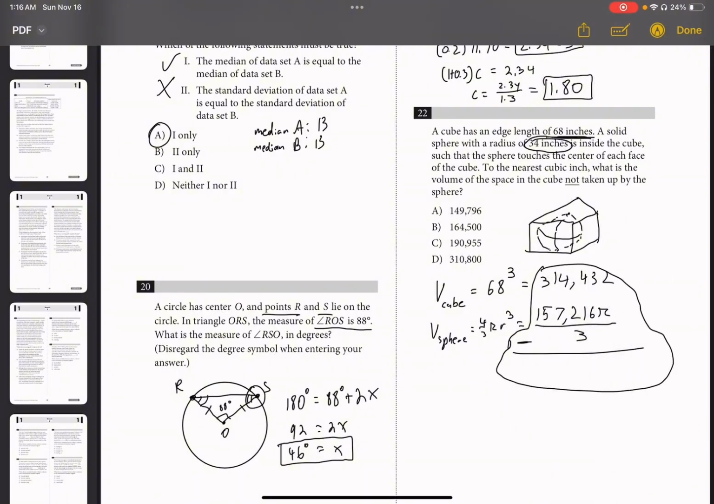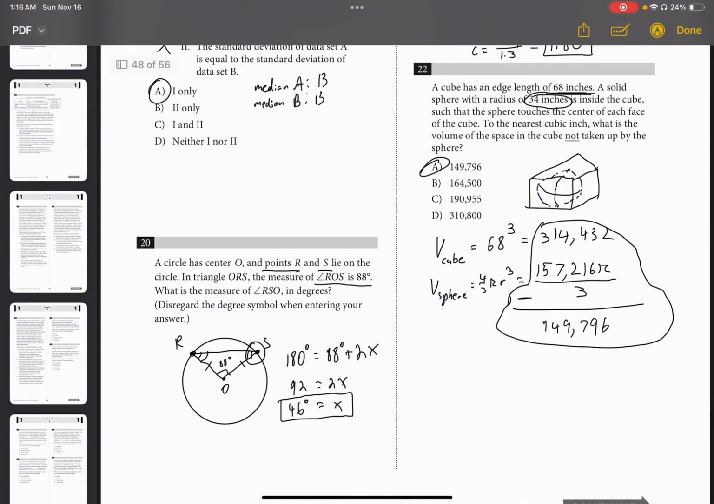Now what you're going to do is subtract these from each other, and you're going to get your answer. So when you subtract these from each other, 314,432 minus 157,216 pi, you get an answer of 149,796, which is answer choice A.